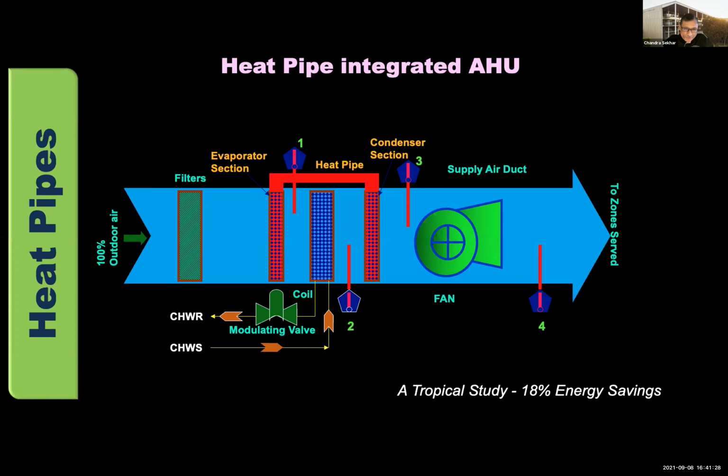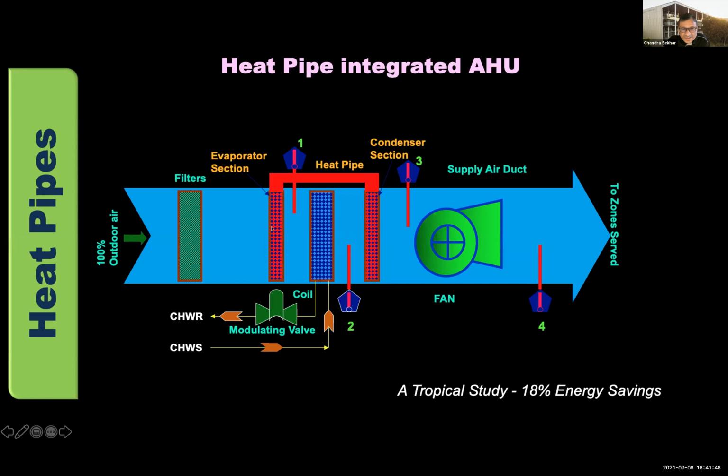And then a lot of us would have heard about the heat pipe technology. It's a passive energy recovery technology, if you like. A conventional air handling unit, this is a cooling coil. We wrap a heat pipe around the cooling coil. There is the evaporator section, and then there is a condenser section. Basically, what this does is it picks up the heat from the incoming outdoor air and transfers that to the overcooled air on the downstream side of the cooling coil. Basically, you're moving heat from here to the downstream of the cooling coil.